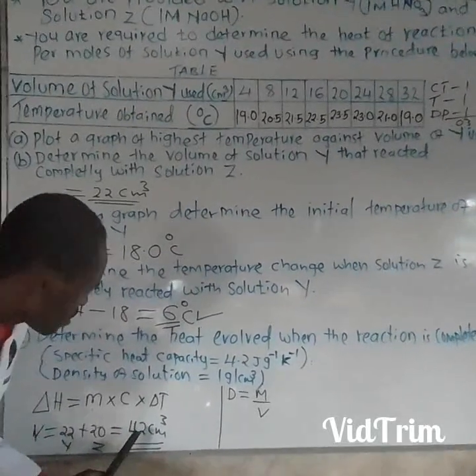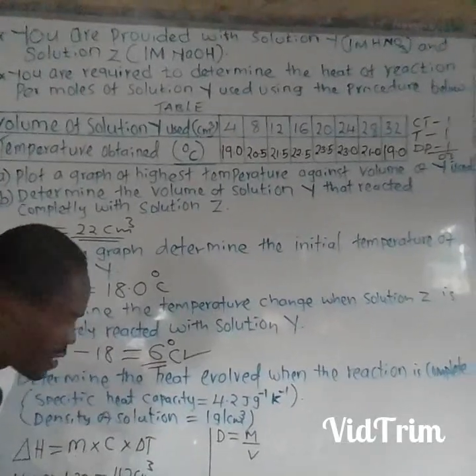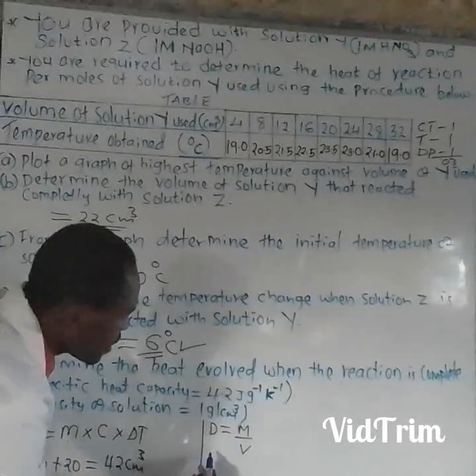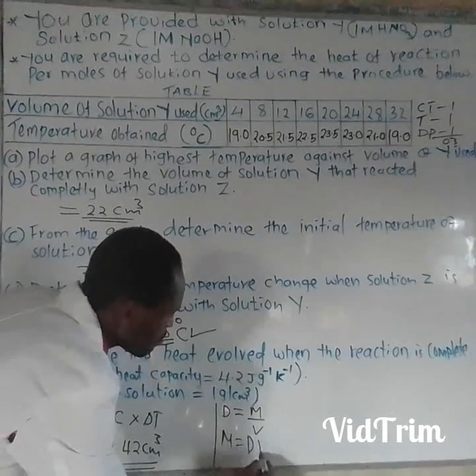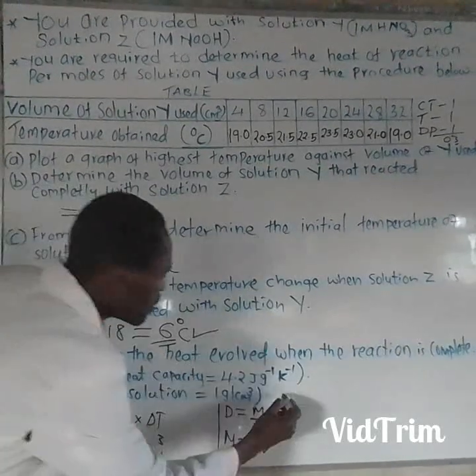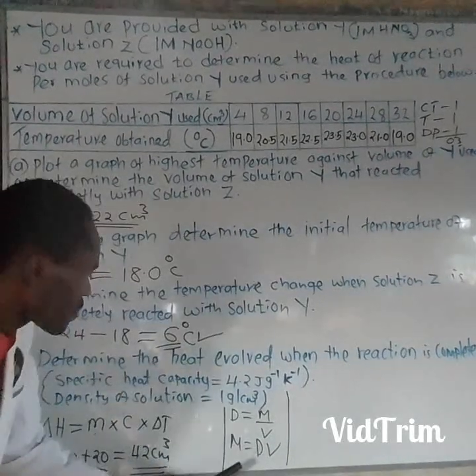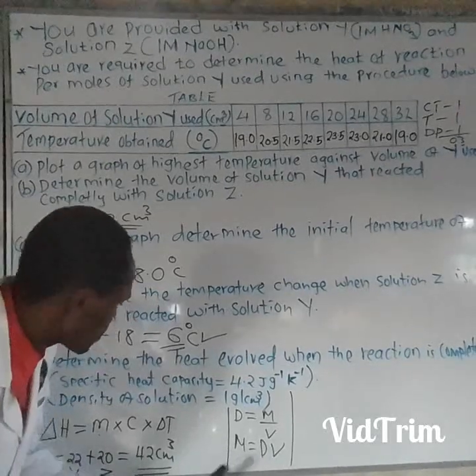To mass: 42 centimeter cube to mass. So I apply this formula. Then I say that mass, therefore, is equal to what? Density times volume. Is it okay? Then, if that is the case, how can I get the mass?